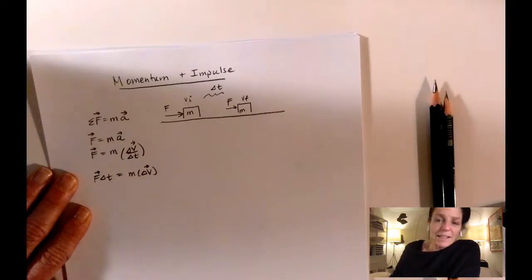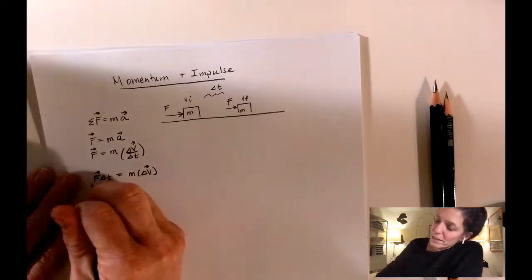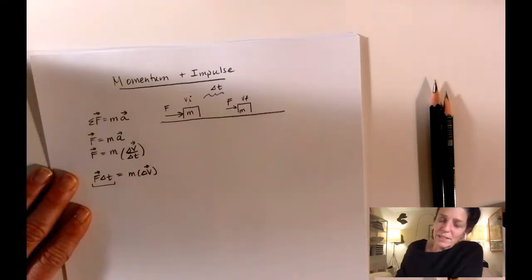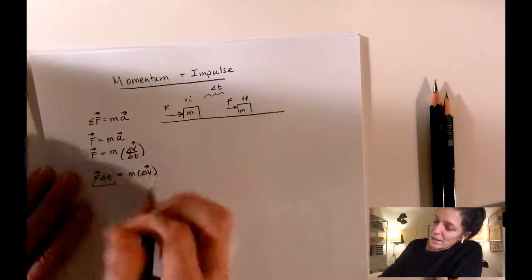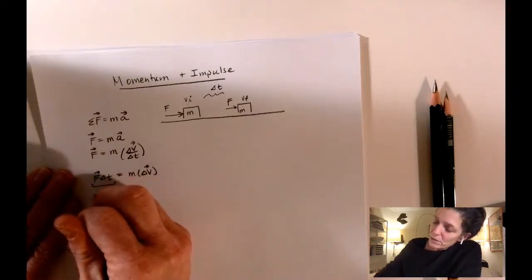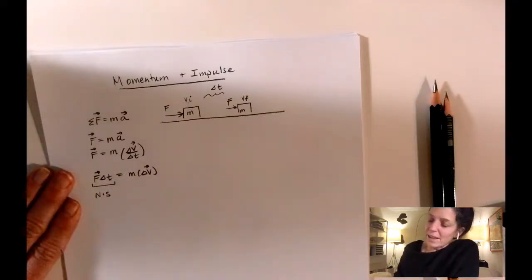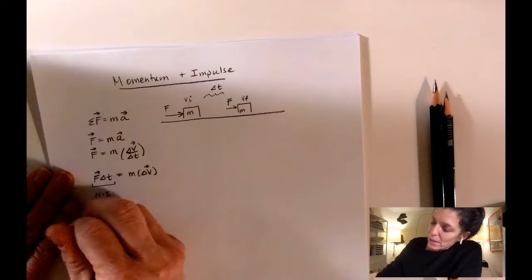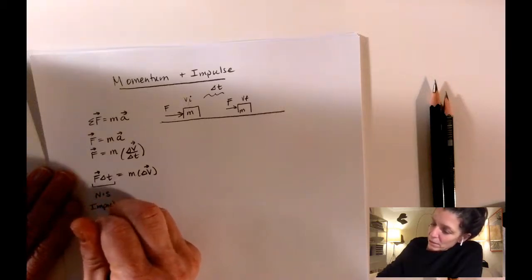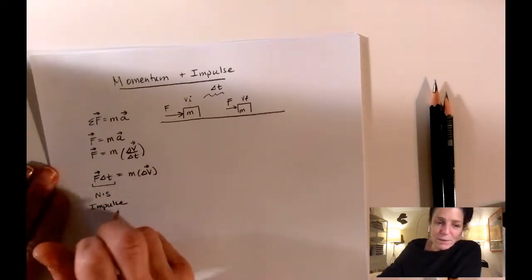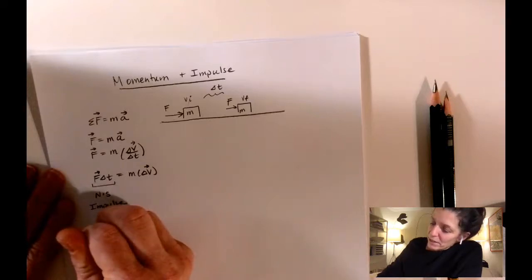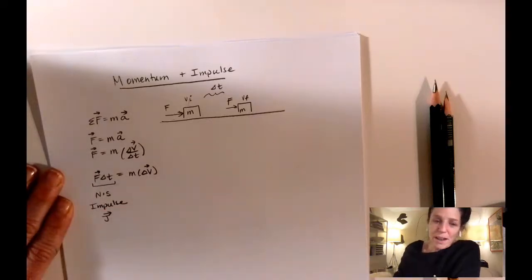And let's analyze this. First of all, let's look at this side. What is F delta t? Let's start with its units. It has units of newtons times seconds. Okay. And it actually has a name. It's called the impulse, which you might remember from last year. We talked about it a little bit. It's often symbolized by the letter J, which we did not call it last year, J with a vector. And it's the product of the force and the time.